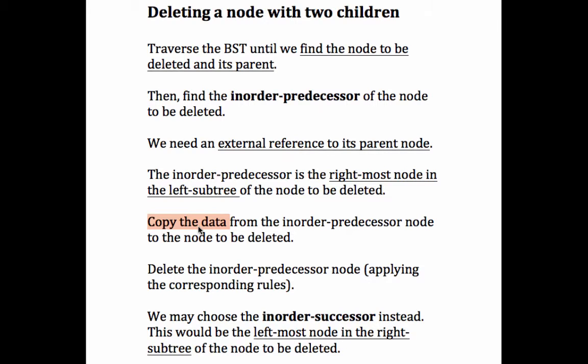And then after we copy that data, we say, okay, now I need to delete that node which contains the in-order predecessor. And in order to delete that node, we need to apply the rules we just described. It could be that the in-order predecessor is a leaf, so we know what to do, or it could be that the in-order predecessor has one child, and we know exactly what to do. All right? It will be impossible for the in-order predecessor to have two children.